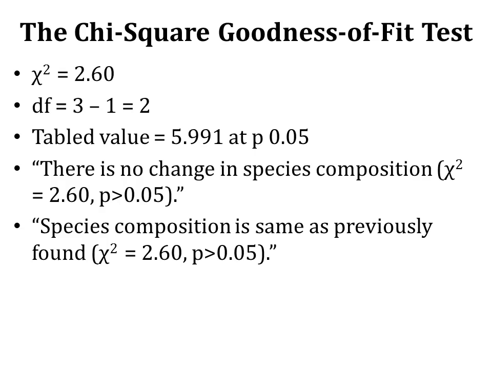So there is no change in species composition, chi-square 2.62, and probability greater than 0.05. Or we can also say that species composition is the same as previously found. The chi-square is 2.6 and the probability is greater than 0.05. So this is the example of how we can use the chi-square goodness of fit test to compare our observed and expected frequencies under some predetermined model or predetermined ratio.